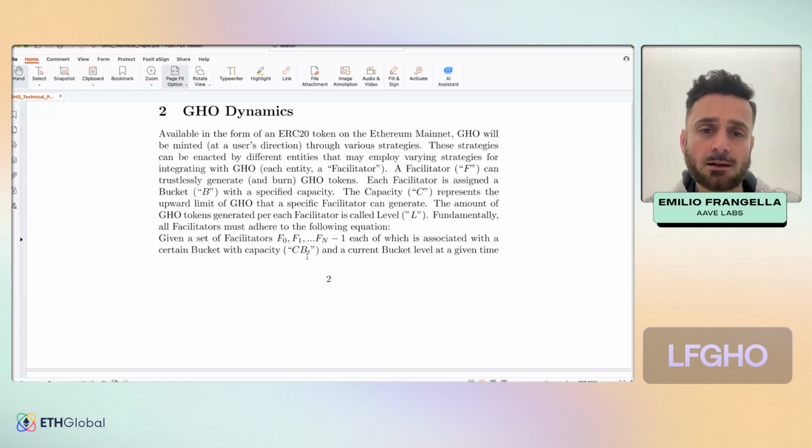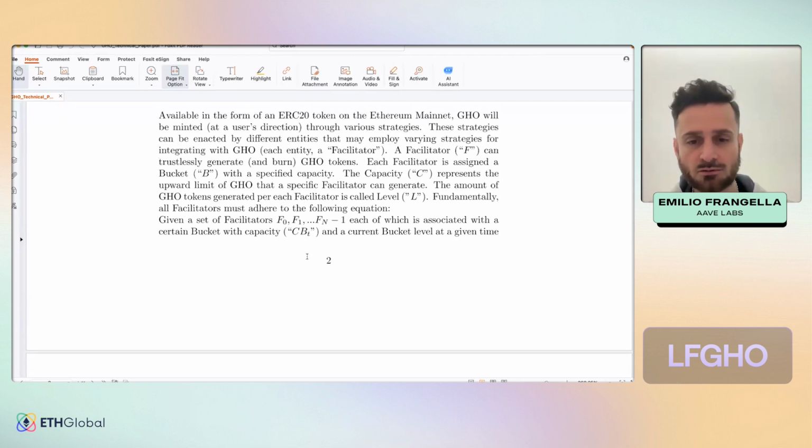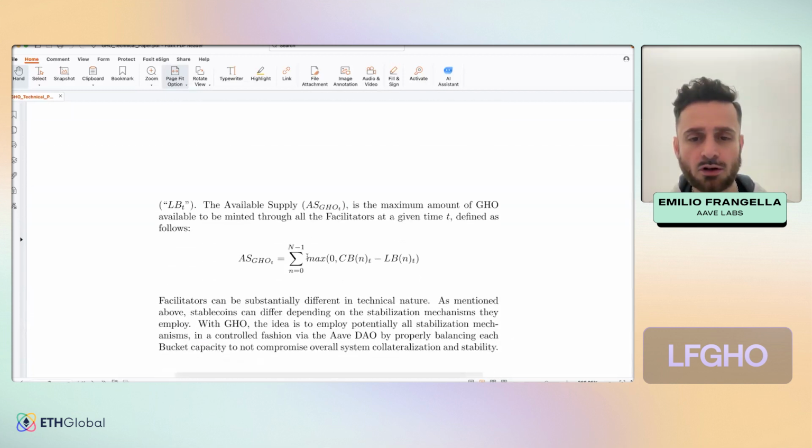So when we thought of creating Go, we also started thinking about possible use cases, possible different ways of scaling such stablecoins. And those thoughts actually shaped the architecture of Go itself, which is what we are going to explore right now.